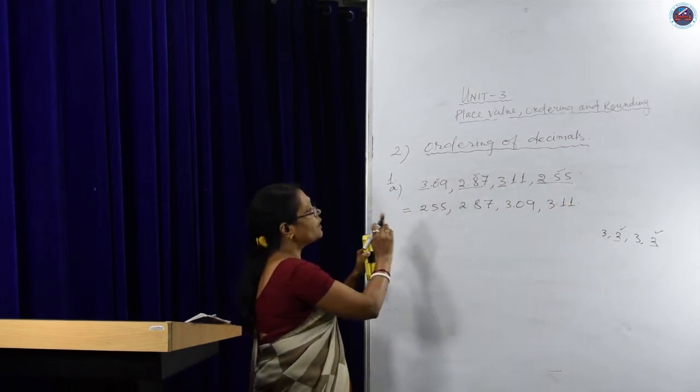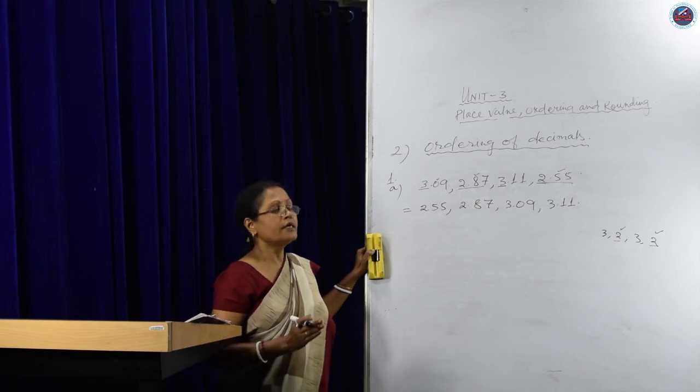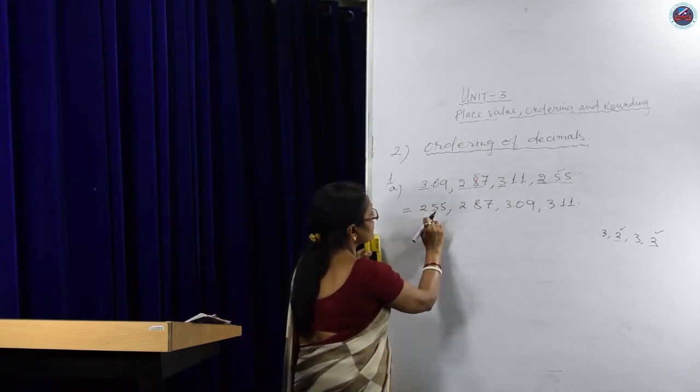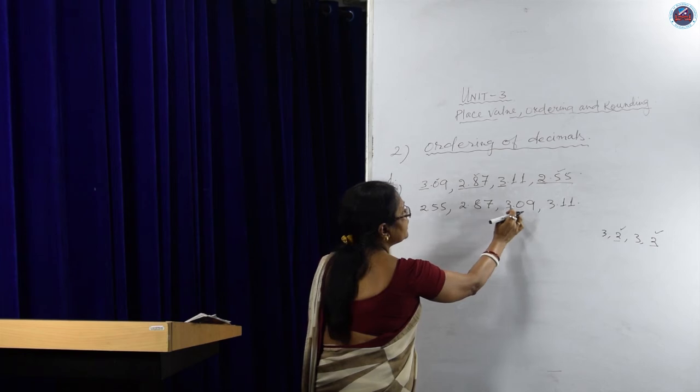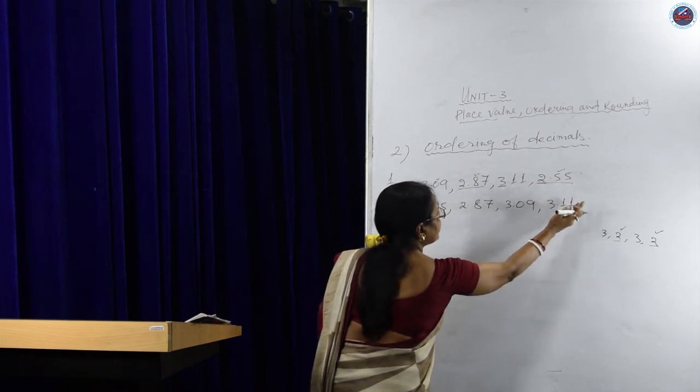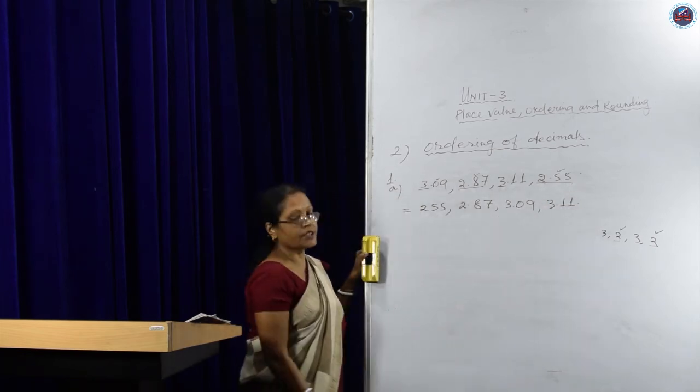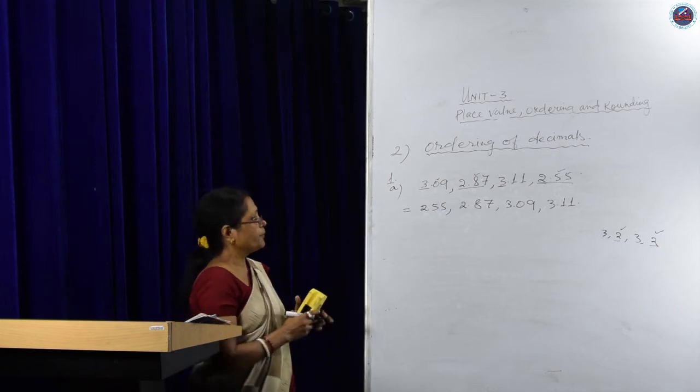So this is how you have to arrange the decimals starting with the smallest. See, this is the smallest, then the next smaller, and then comes the largest one. So this is how you have to arrange it.